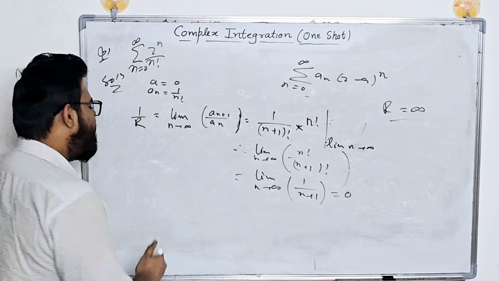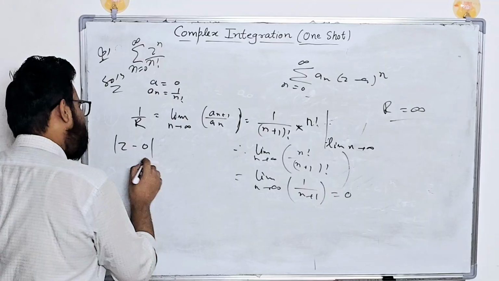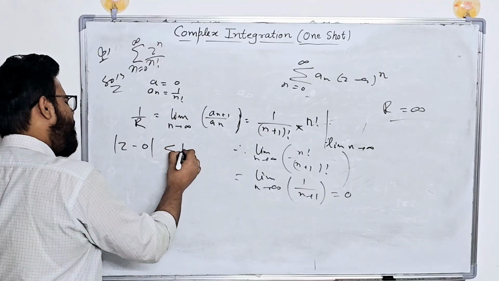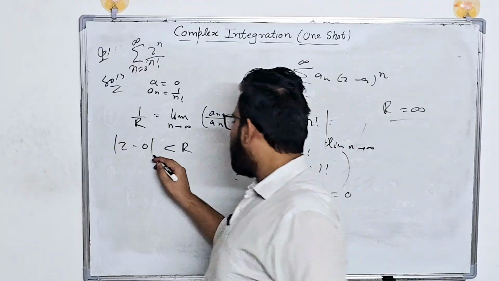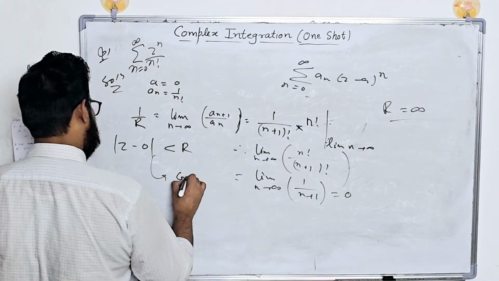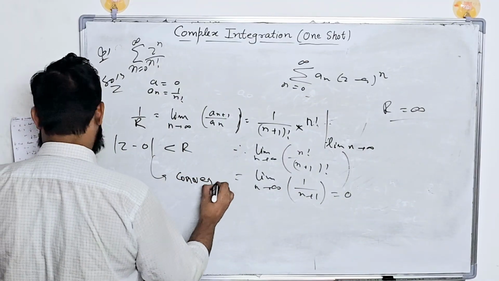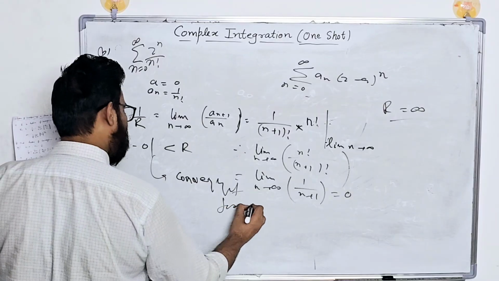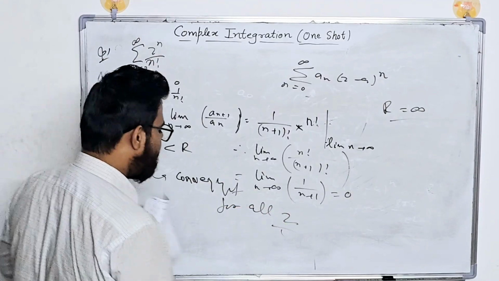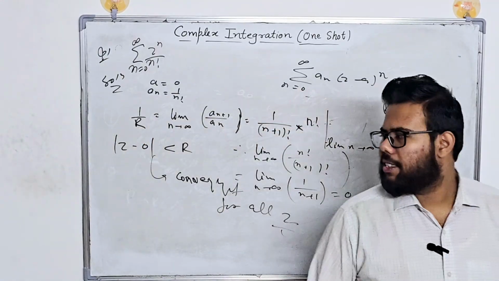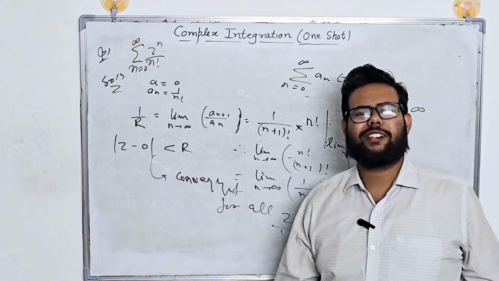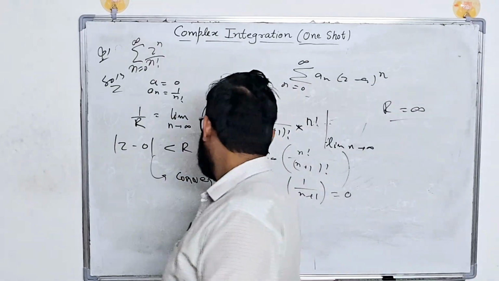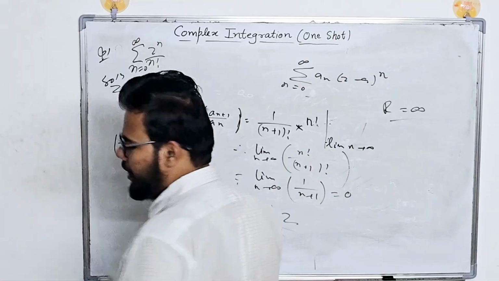Now to be convergent, it should be mod of z minus 0, this |z - 0|, less than R, and of course if R is tending towards infinity, hence it is convergent for all z, right? It is convergent for all z, since of course mod z is less than infinity, hence it's of course always convergent, right? Okay, so now let's see another question.